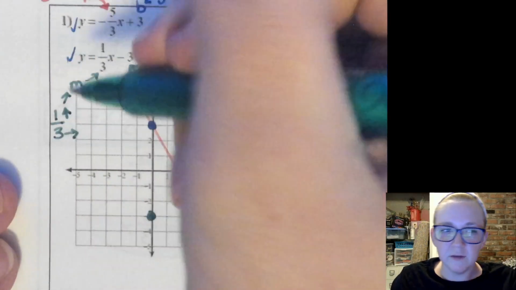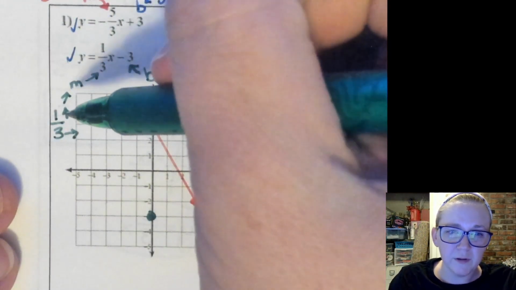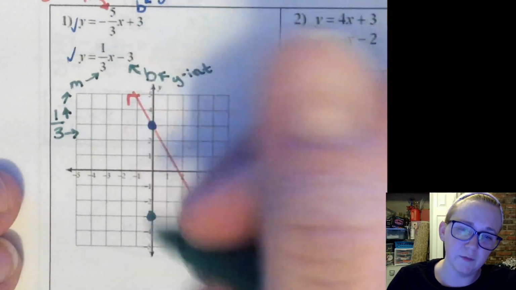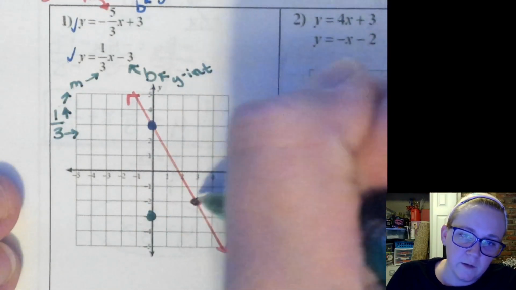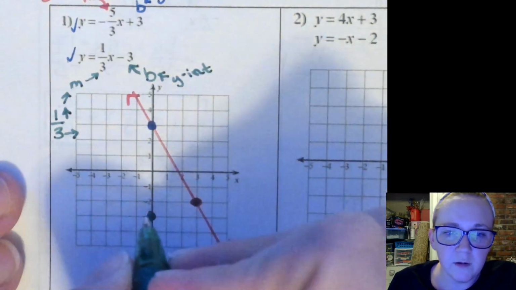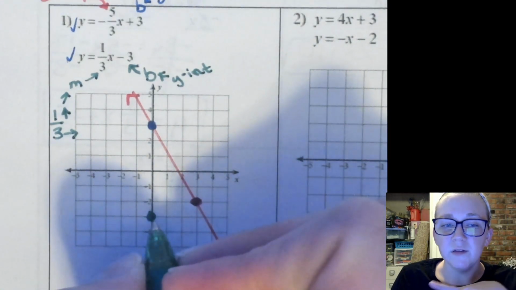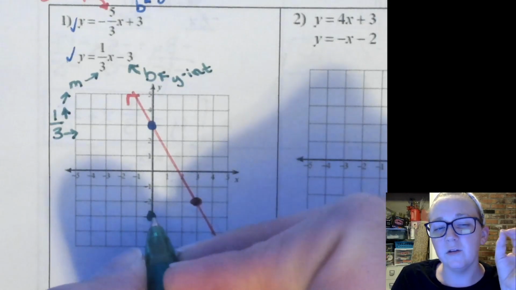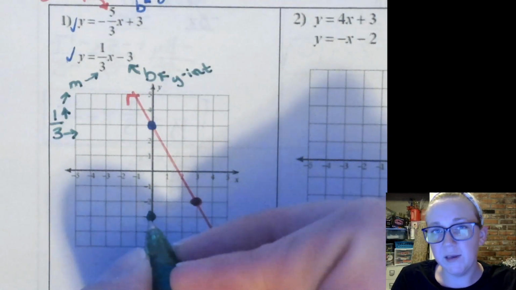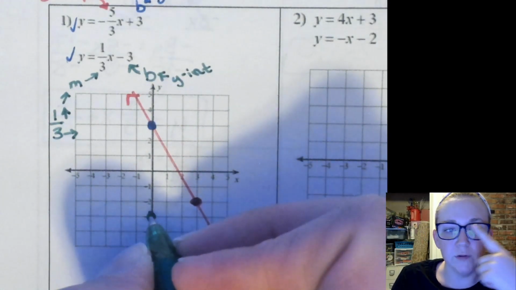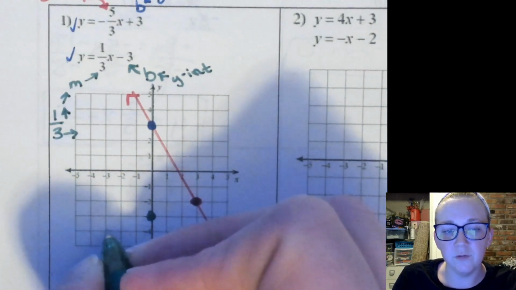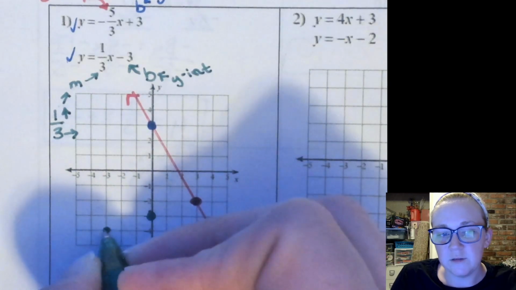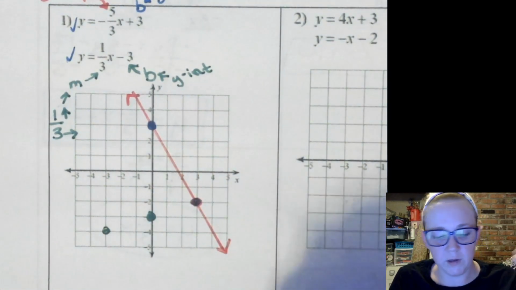So if the top number is positive, you go up. If the top number is negative, you go down. We're going to start here and go up 1, right 3. It doesn't fit. Now, if you wanted it to fit, you can go backwards from the y-intercept and that would work. So instead of going up 1, right 3, you go down 1, left 3. And you can still get points to graph. So you can do that and it'll work.